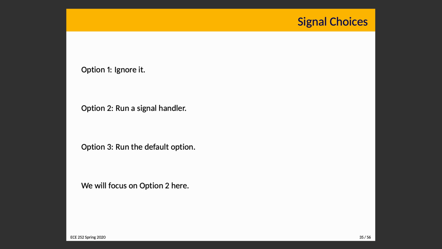So option 1 is ignore it, option 2 is run a signal handler, and option 3 is restore the default option. So ignore it is straightforward and doesn't really require much explanation. Run a signal handler: this is take some action when the signal occurs. You can very easily simulate option 1 by just having a signal handler that does nothing for option 2. And option 3 is used to undo an earlier change. So if you said, I want to ignore the signal using option 1, and then at some later time you want to undo it, then that's what you can do with option 3.